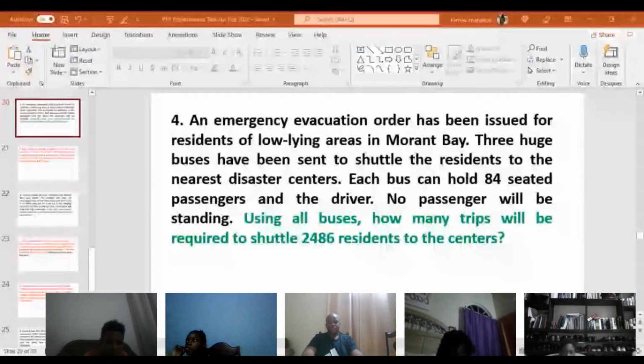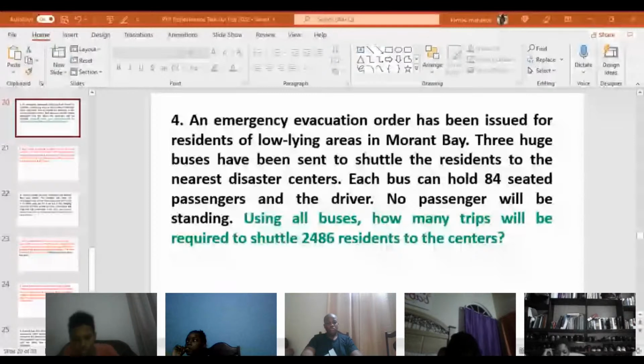Ten trips in all. Are you saying all the buses together will make 10 trips, or each bus will make 10 trips? It's all the buses together. All right, so Jer says he agrees. All the buses together will make 10 trips in all. Does anyone agree, disagree?